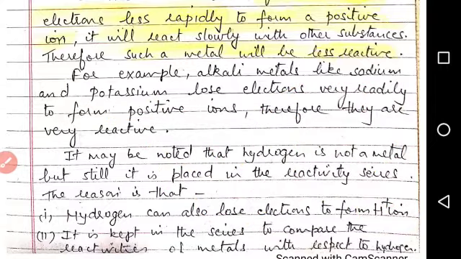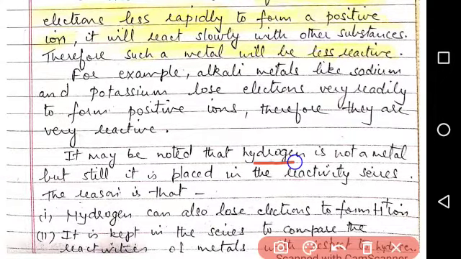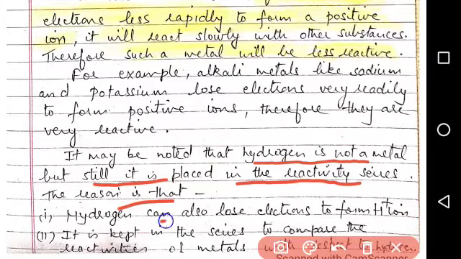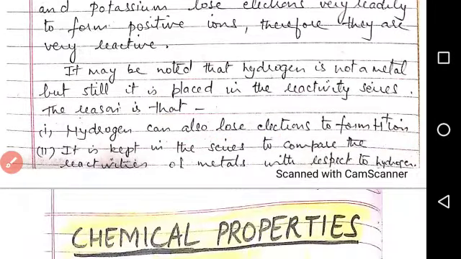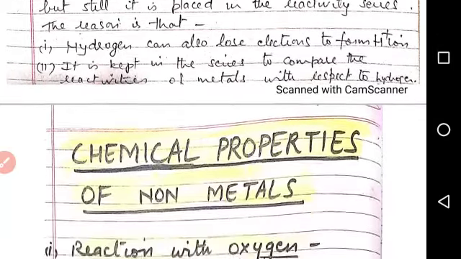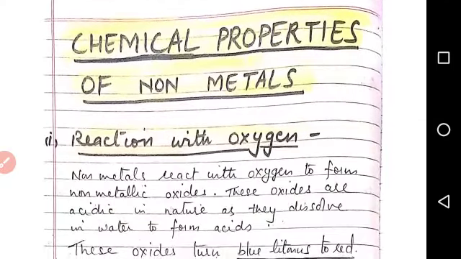It may be noted that hydrogen is not a metal, but still it is placed in the reactivity series. What is the reason? The reason is that hydrogen can also lose an electron to form H+ ions, hydrogen ions. Secondly, it is kept in the reactivity series to compare the reactivities of metals with respect to hydrogen, that is, whether a metal is more reactive or less reactive than hydrogen.